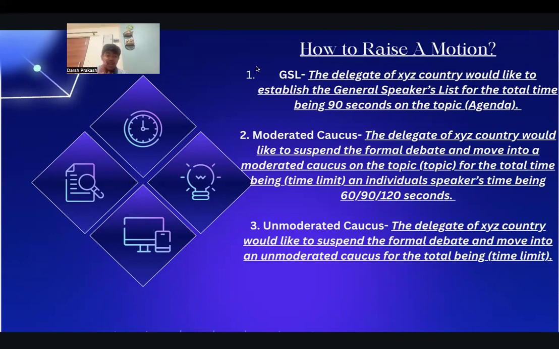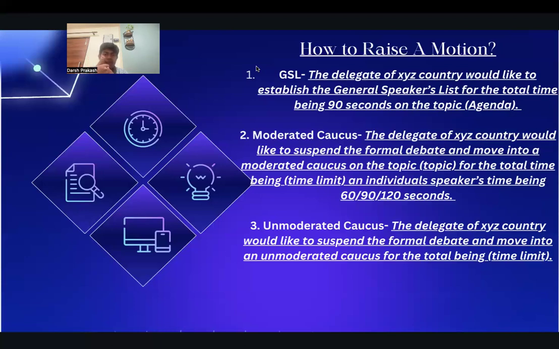And one more thing, in MUNs, you are not called by your personal names. You're not called by Darsh Prakash. You're not called by Sharda Vinayak. You're not called by Gunika Arora, right? These are the names of my Deputy Secretary General and Secretary General. Okay. So you're not called by your personal name. You're called as the delegate of India, delegate of Australia. You're called by delegate of China, right?